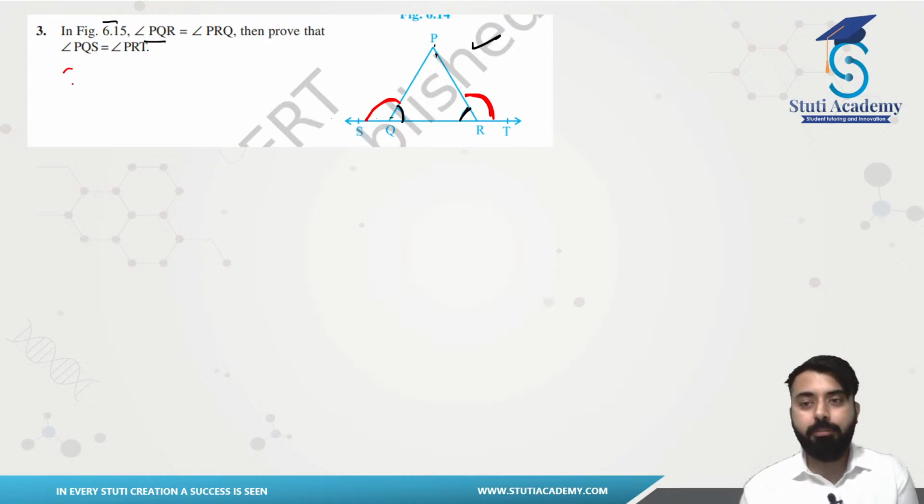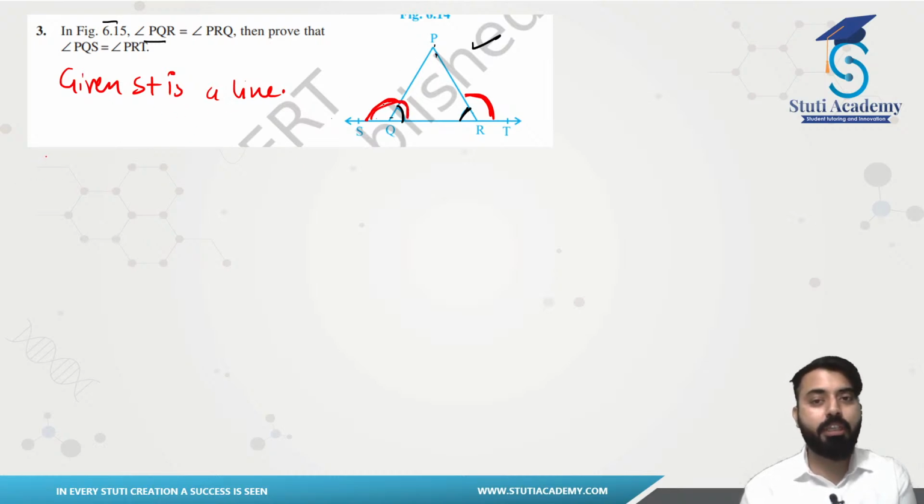Now you guys see you have been given ST is a line, right? ST is a line. So you see, we can do it one other way. I will be using that method also. But first, if ST is a line, then I can see these two angles are a linear pair.